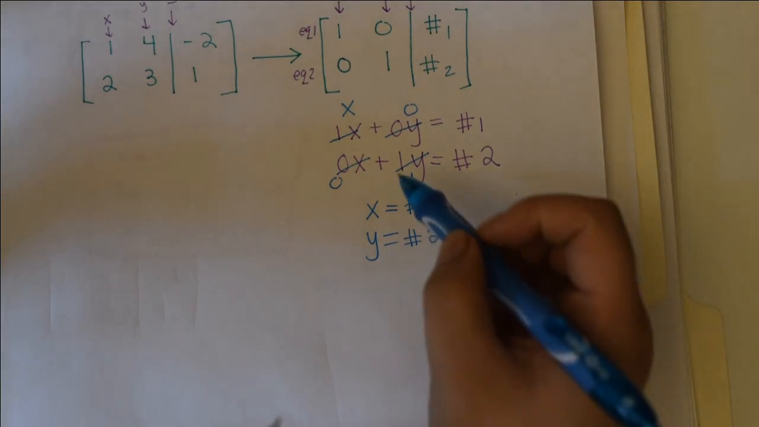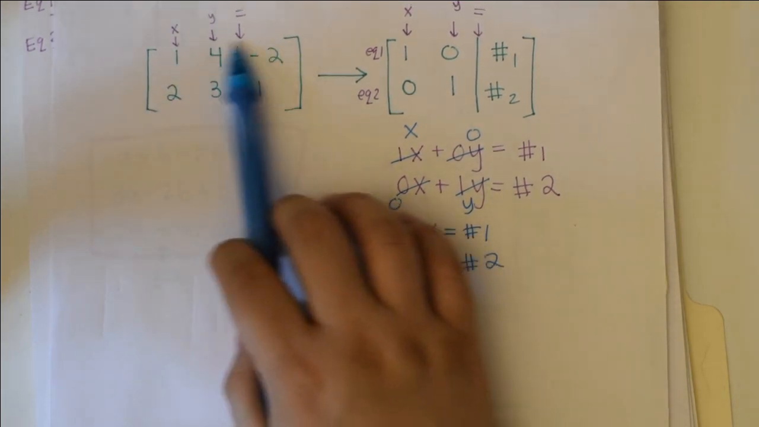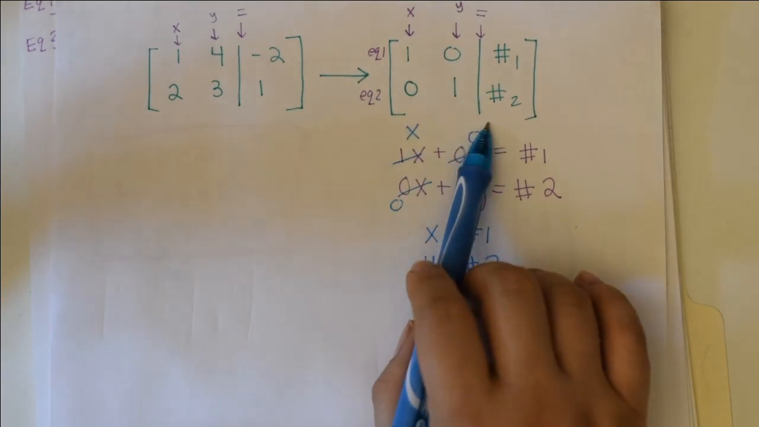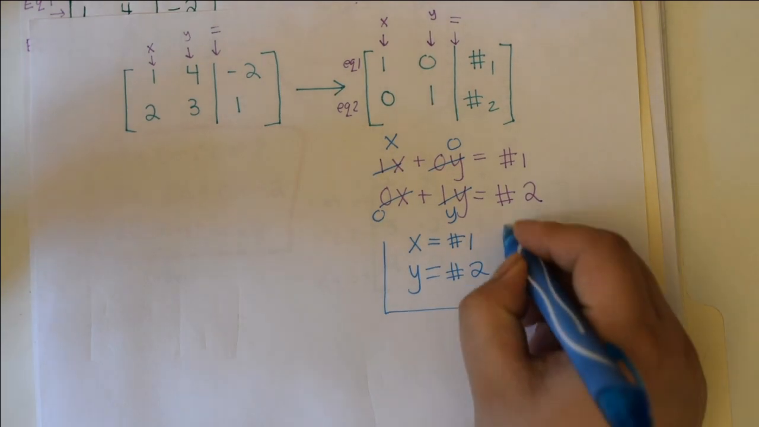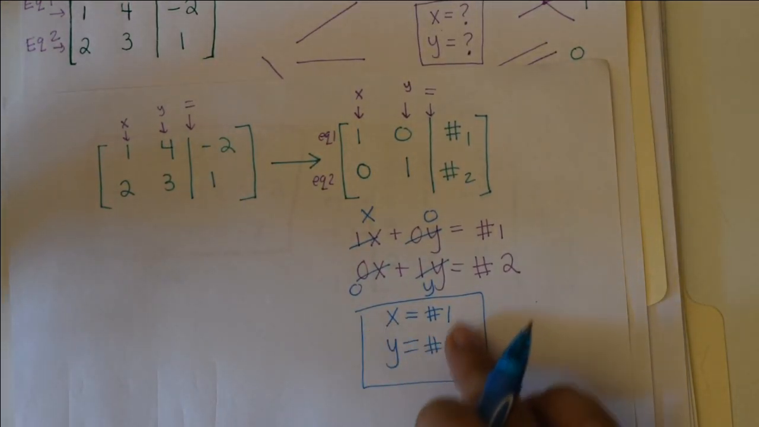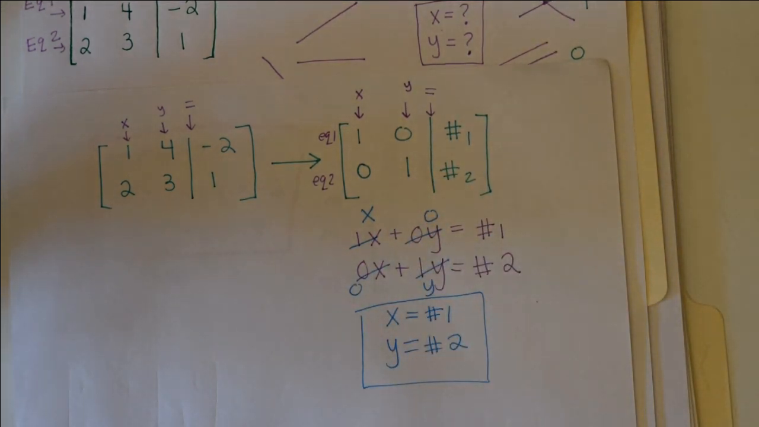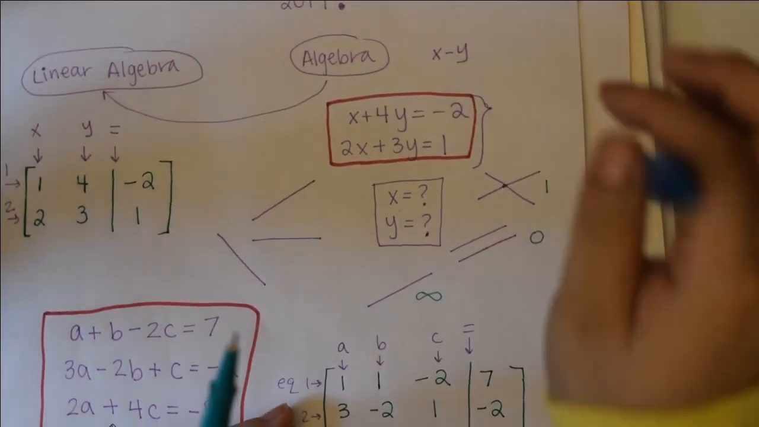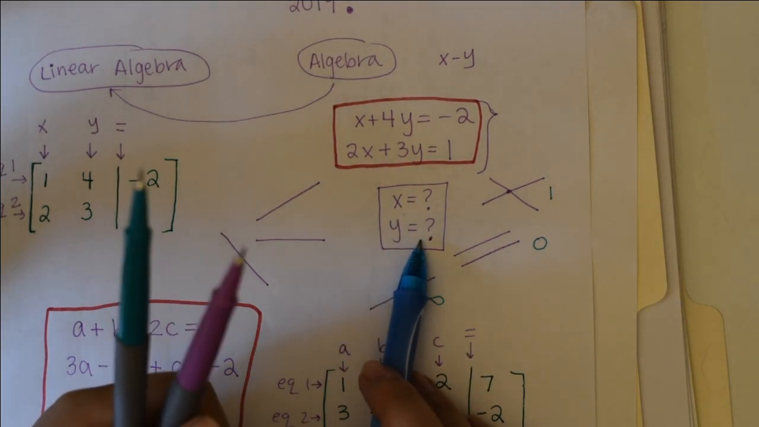Isn't that cool? Essentially, if I can get this matrix that represents the original system of linear equations into this form, I've solved it, because now I know x is whatever this number is, and y is whatever this number is. Does that make sense? Because when I first wrote the system of linear equations, I said that this was our goal: x equals what and y equals what.